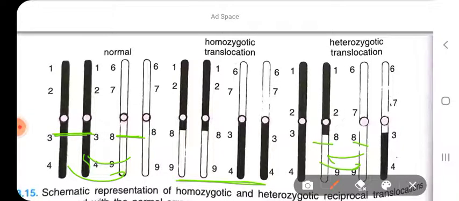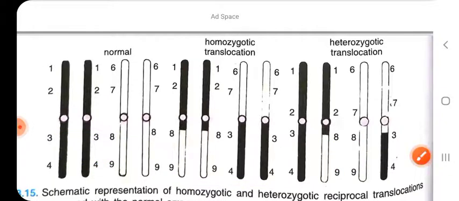That is called heterozygous reciprocal translocation. Okay. The last type of translocation is called multiple translocation. Well, the figure has not been given here, the diagram has not been given. In multiple translocation, more than two pairs of non-homologous chromosomes are involved in exchanging their parts.